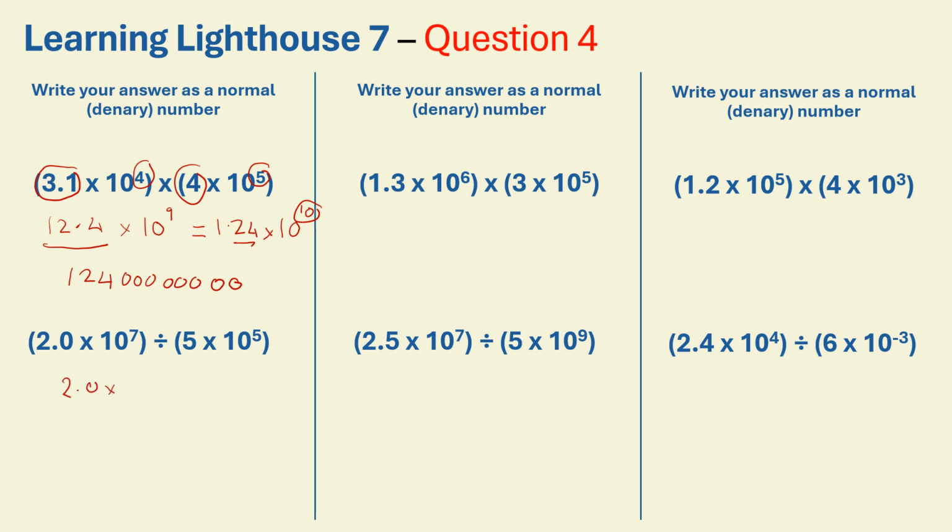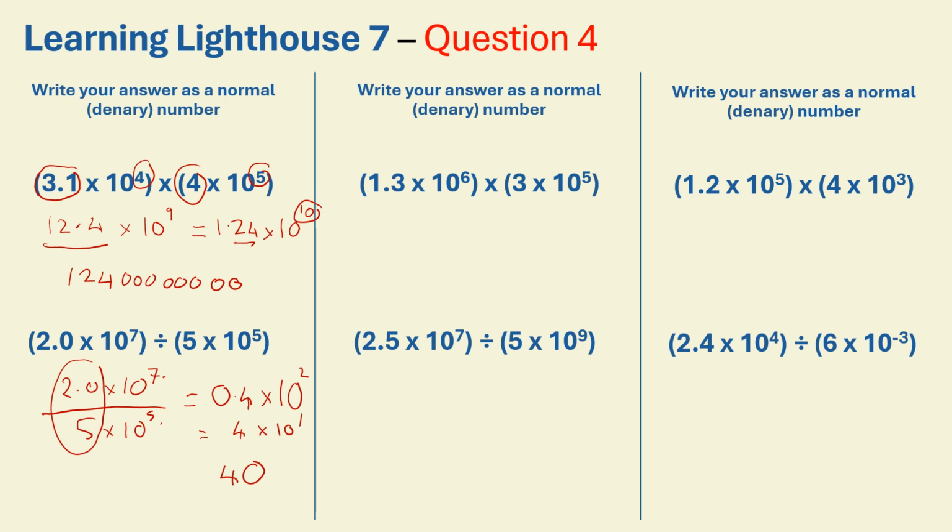For the division, I like to think of it more like this. 2.0 times 10 to the 7 over 5 times 10 to the 5. So I can at this point do this division, which is 0.4. And then dividing powers, you subtract, so that gives me 2. This isn't in standard form at the moment, so I'm going to multiply that by 10, which means I'm going to drop a 10 off the power. 4 times 10 is 40 in denary.